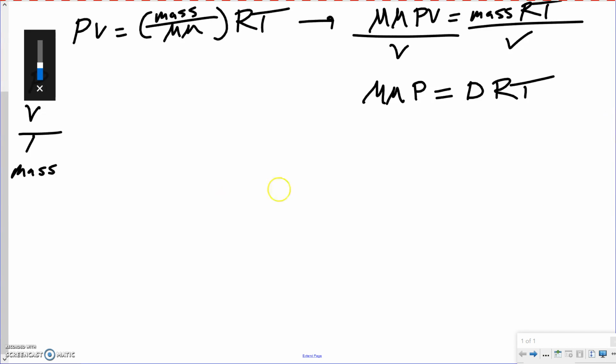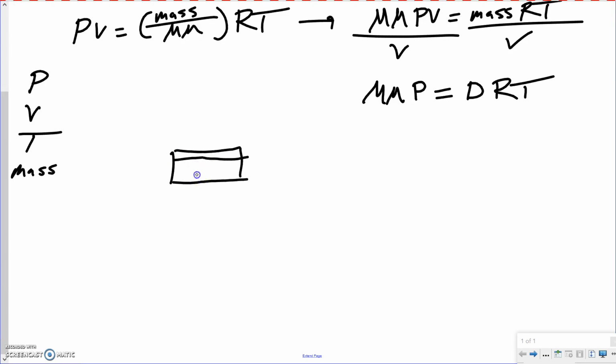Okay, so from here, let's talk about the actual procedure of the lab. You're going to have a plastic container, and that plastic container is going to have water in it. The reason for the water is we can actually collect gas through water, and it's not going to escape as long as we do it correctly.